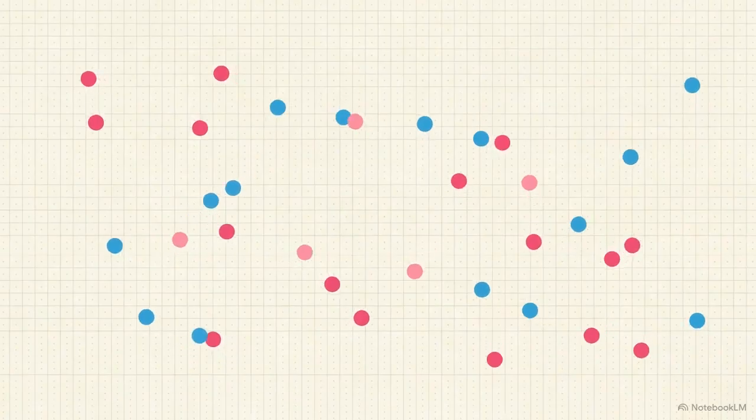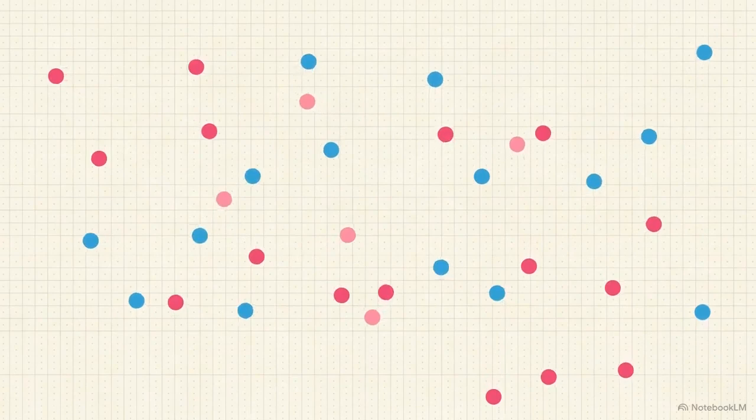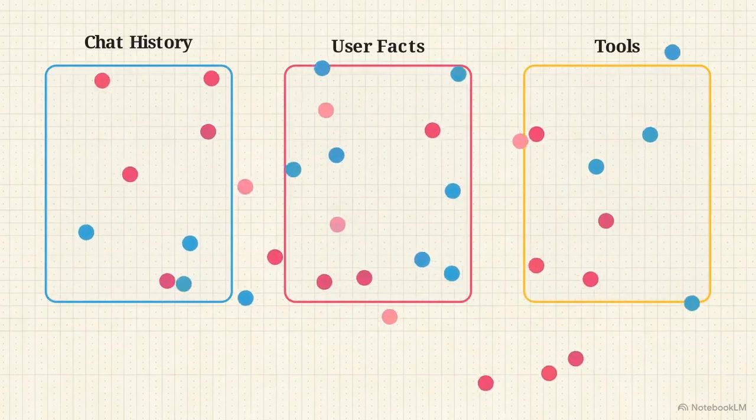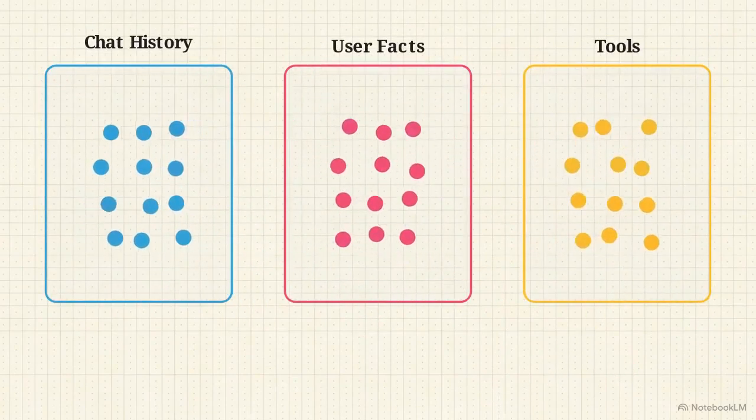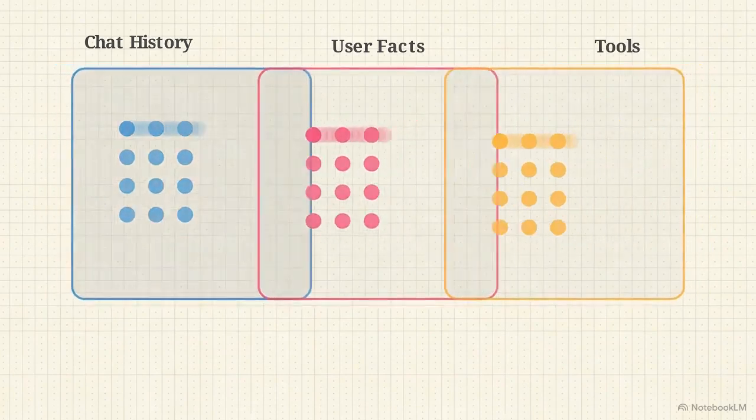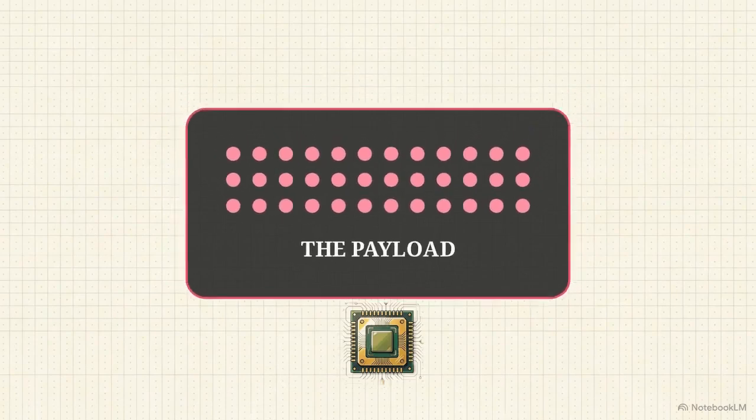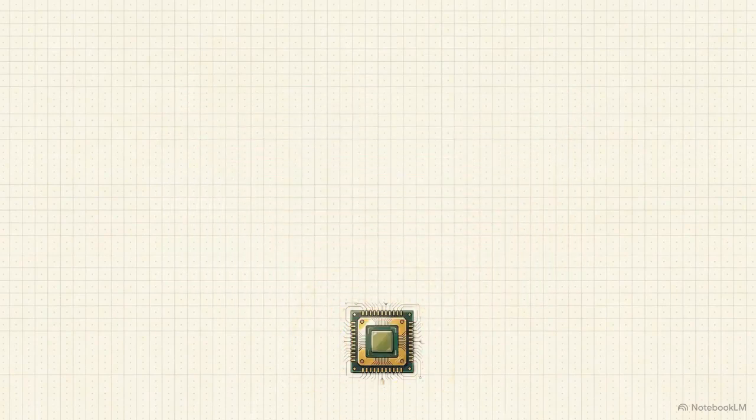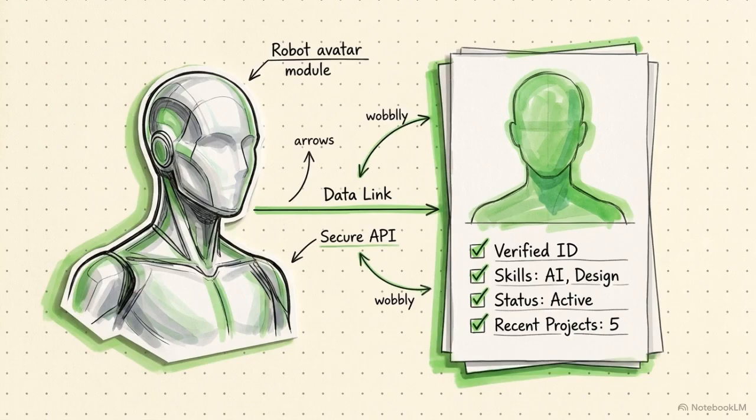It functions like a master chef's mise en place. Before the AI can process an answer, context engineering gathers the necessary ingredients, your past conversations, specific user facts, and available tools, and organizes them into a single payload. This dynamic assembly evolves a forgetful, stateless chatbot into a state-aware AI that actually knows you.